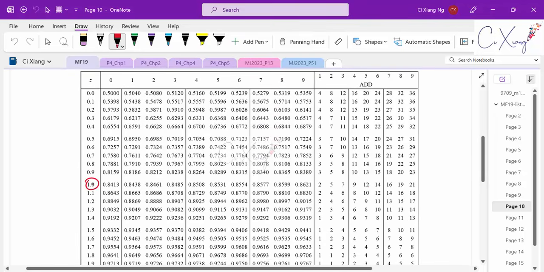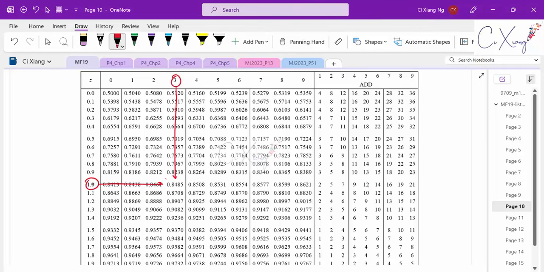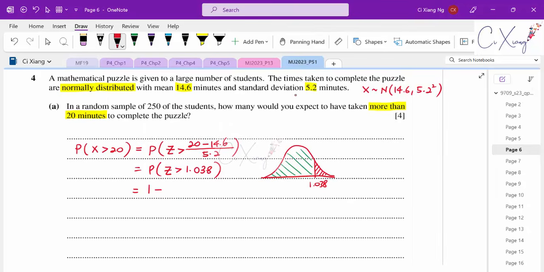So 1.03, okay, we get this value here, and then 8 at the back. So for 8 at the back, we should add 19 to the last 2 digits of 8485. Add 19 to the last digits of 8485, and what do we get? So we'll get 8504. So I have to take 1 minus 0.8504. Okay, and from here I'll get a value 0.1496. This is the probability that X greater than 20 minutes.